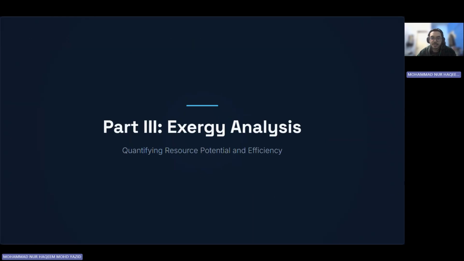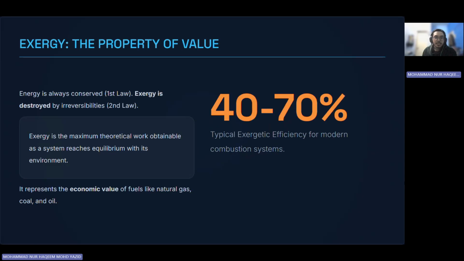The third part, exergy analysis. Exergy is a property of a system. Energy is always conserved, which is the first law of thermodynamics, while exergy is destroyed by irreversibilities, obeying the second law of thermodynamics. Exergy is the maximum theoretical work obtained as a system reaches equilibrium with its environment. It represents the economic value of fuels like natural gas, coal, and oil. A typical exergy efficiency for a modern combustion system is 40 to 70%.